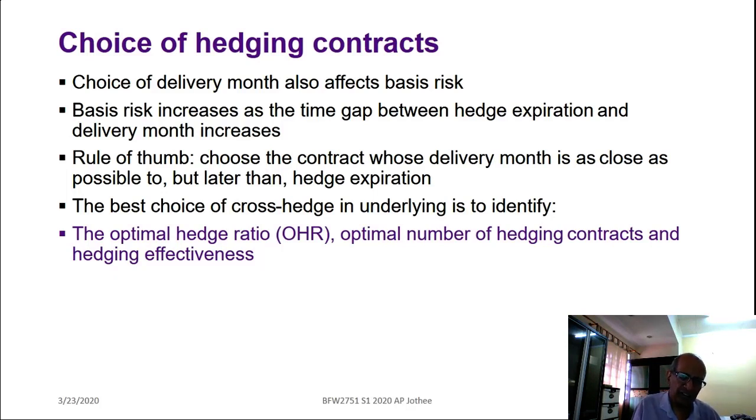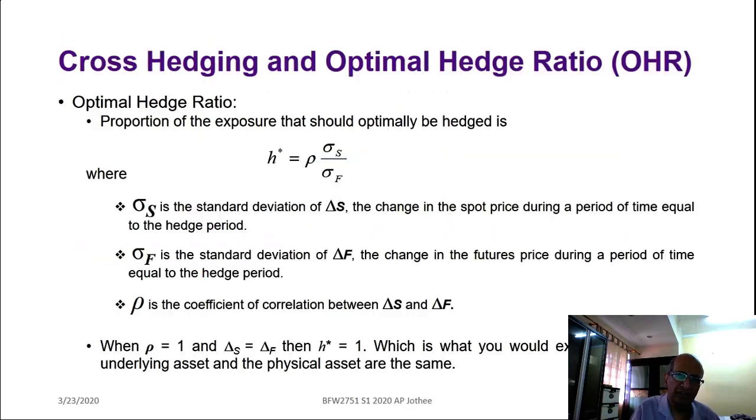The optimal hedge ratio, or the optimal number of hedging contracts, and the hedging effectiveness have a very high relationship. The best choice of cross hedging is to identify the optimal hedge ratio. We will study that now. Optimal hedge ratio. There you are. Cross hedging and optimal hedge ratio.